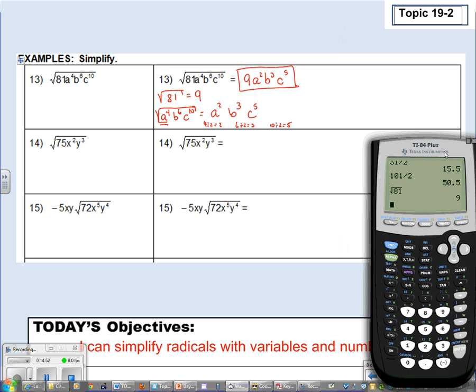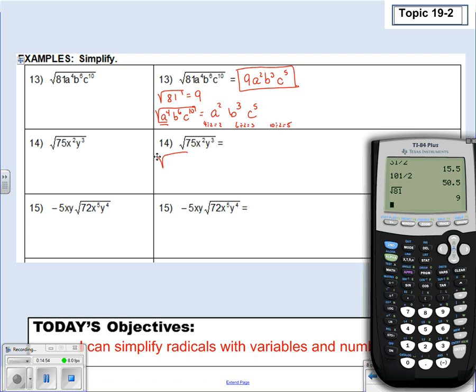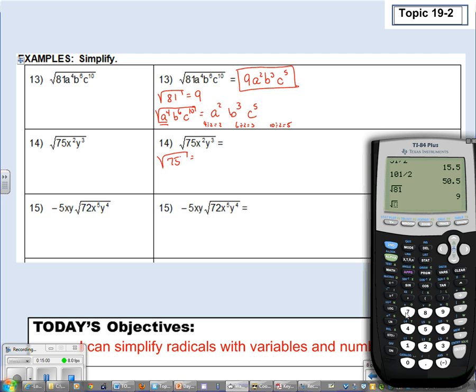Next one, we're going to do the same thing. Breaking it up, I got the square root of 75. If I know my perfect squares, I know 75 is not a perfect square. If I don't, I'm using the calculator. I get an ugly decimal. I'm going to see if I can change that to a fraction. It's an ugly fraction, so that tells me I do need to factor.